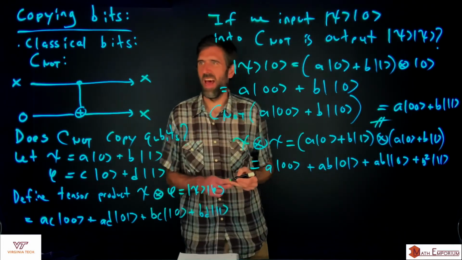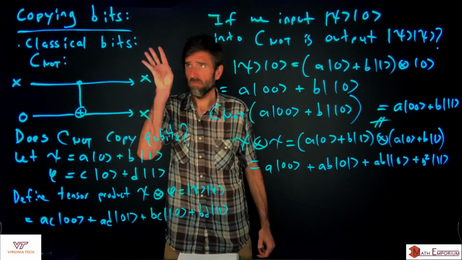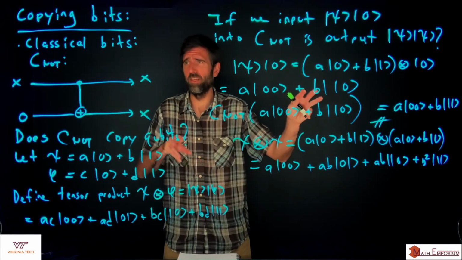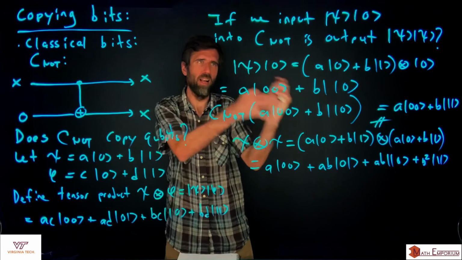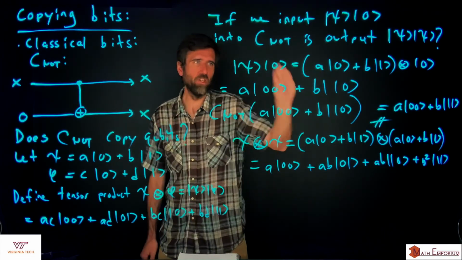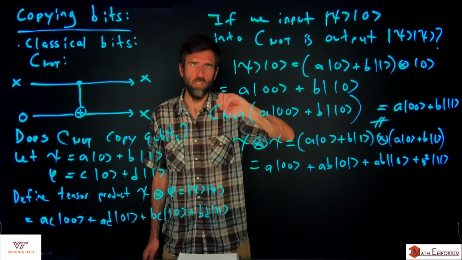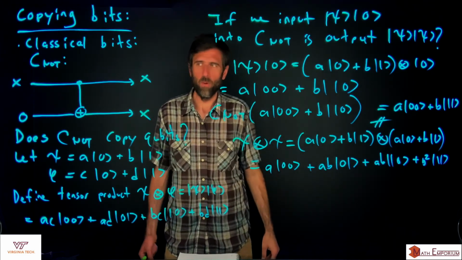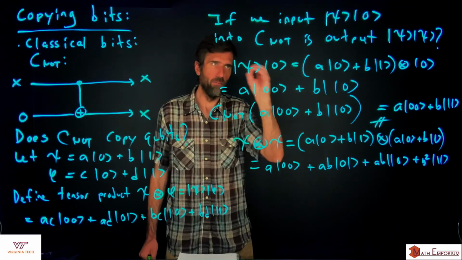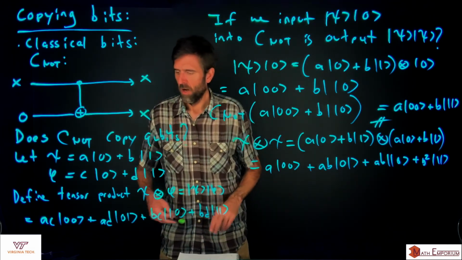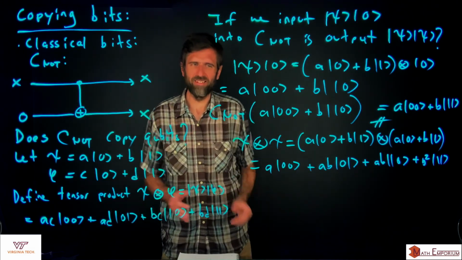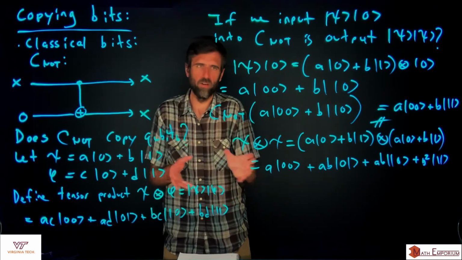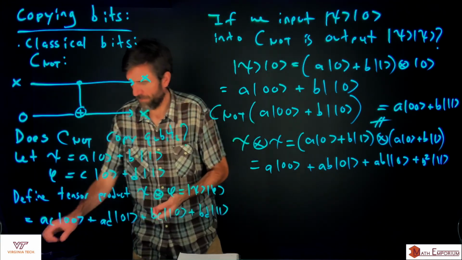That means the CNOT gate has a different interpretation in the classical case that we can't impose on it in the quantum case. It's not just copying information from the first qubit of the system onto the second qubit of the system when we input psi tensor 0. Next we'll try to answer the question: CNOT doesn't copy an arbitrary qubit, but is there some circuit we can come up with that would copy an arbitrary qubit?